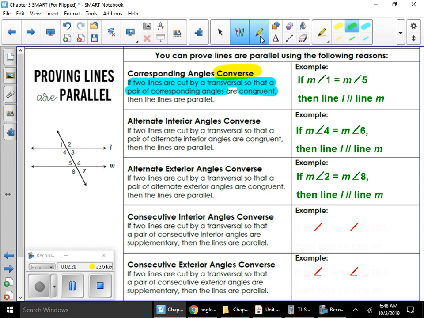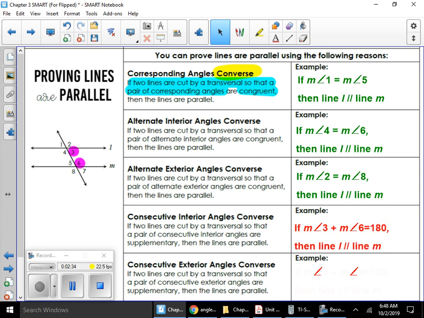So let's switch over to a red highlighter here. Consecutive interior angles, something like 3 and 6, for example. If I know that 3 and 6 are supplementary, in other words, their measures add to 180, then I know my lines are parallel. Because again, we have true converses here, flipping that if-then statement around. Last but not least, consecutive exterior. If I know, for example, consecutive exterior, something like 1 and 8 on the same side of the transversal, just on the outside of the parallel lines, if I know those are supplementary, then again, I know that my lines are parallel.